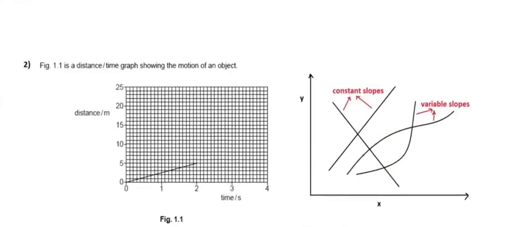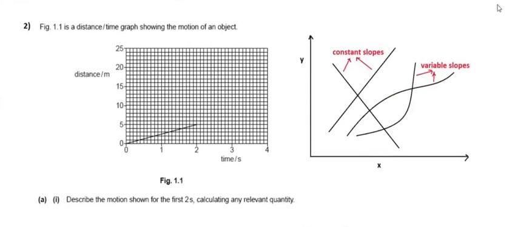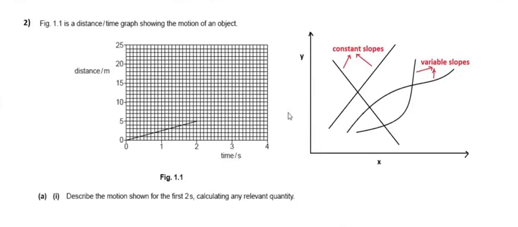Now we will see the second question. You can read here: Figure 1.1 is a distance time graph showing the motion of an object. The first question in part A: describe the motion shown for the first 2 seconds, calculating any relevant quantity. We know that it is a distance time graph, and in the distance time graph, the slope gives us the value of the speed.